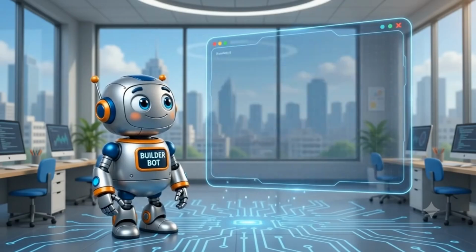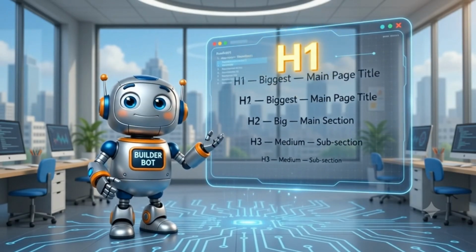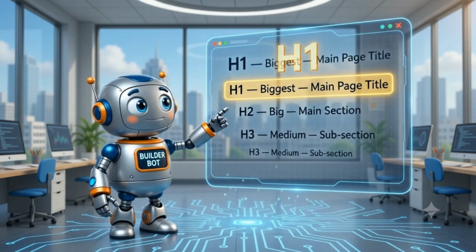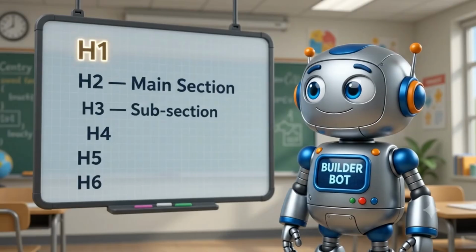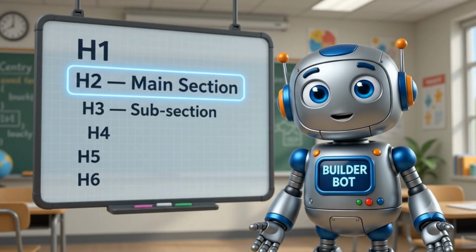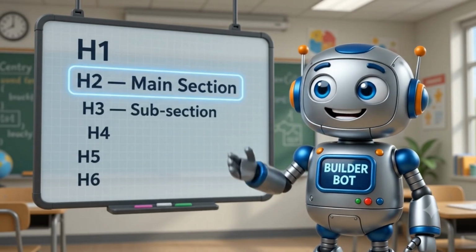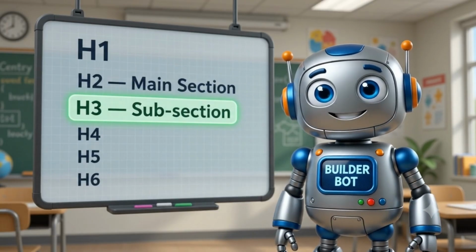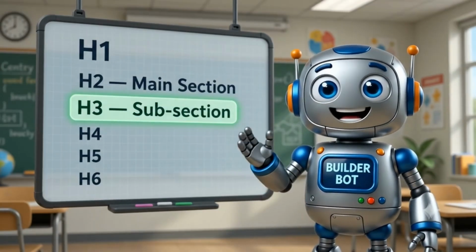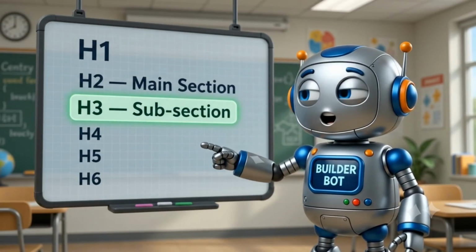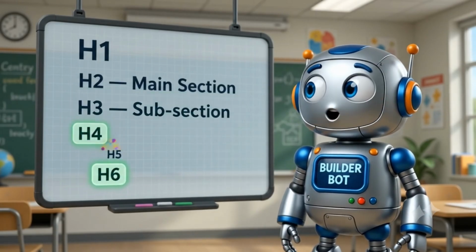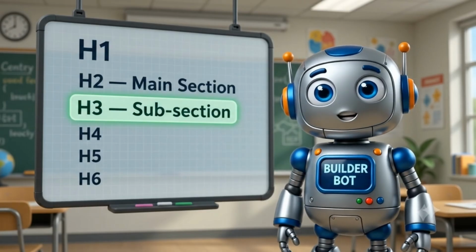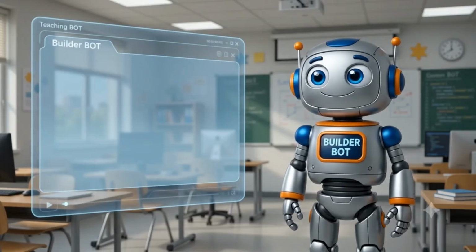So H1 is the biggest heading. It is used for the main title of your web page. H2 is for main sections, and H3 is used for smaller sections inside those. H4, H5, and H6 are even smaller. We'll learn more about them later. Today we'll focus on H1, H2, and H3.